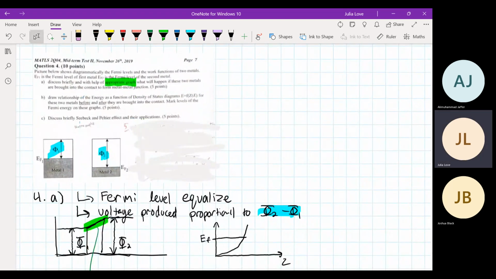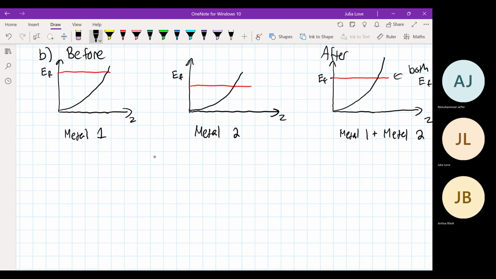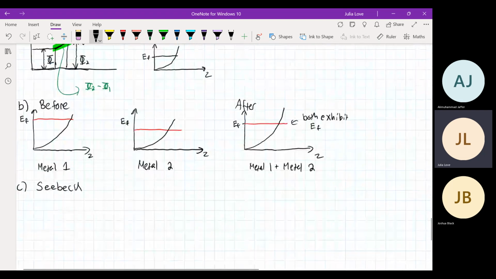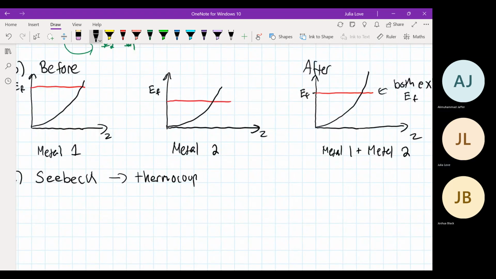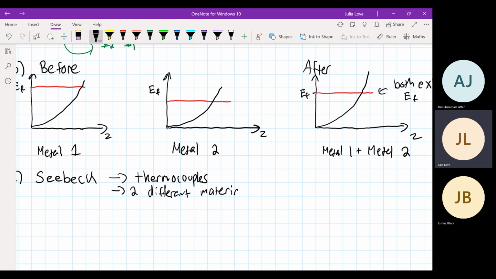Okay, and part C is just to briefly discuss two different effects as well as their applications. So again, I'm just going to write out some main points to talk about. The first one is the Seebeck effect. This one is seen in thermocouples and is essentially when you have two different materials that are connected at two different junctions, which forms a loop.